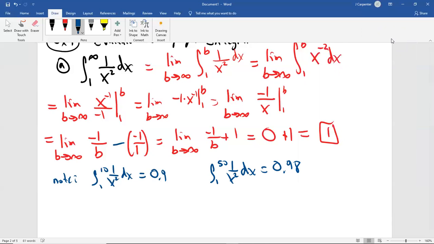So 98% of the area of this infinitely wide shape is between 1 and 50. That is because that 1 over x squared function is dropping so quick that from 50 to a million, a billion, a trillion, a quintillion, whatever, is practically nothing. It's only 0.02 at best.